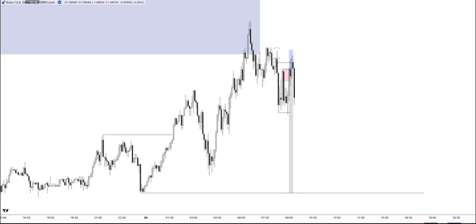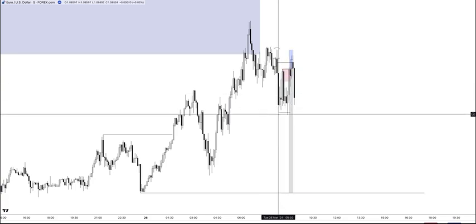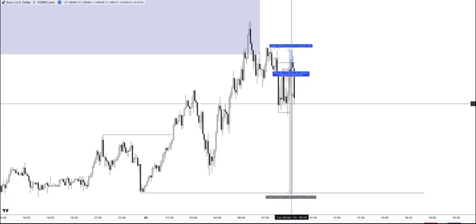Okay, so now hop back on the M5. As I've spoken about a lot in the past, M5 is usually the time frame I'm on when I'm taking entries. Only time I'll hop on M1 is when M5 needs to be refined. And what do I mean by that?